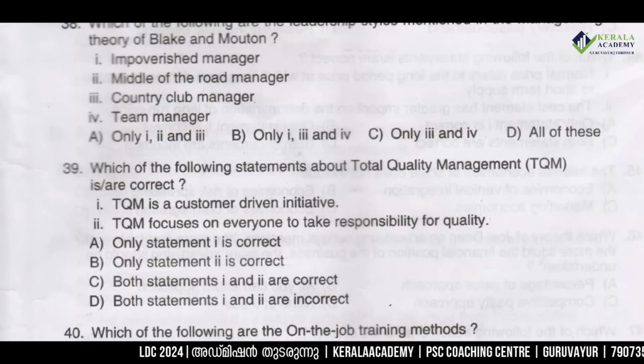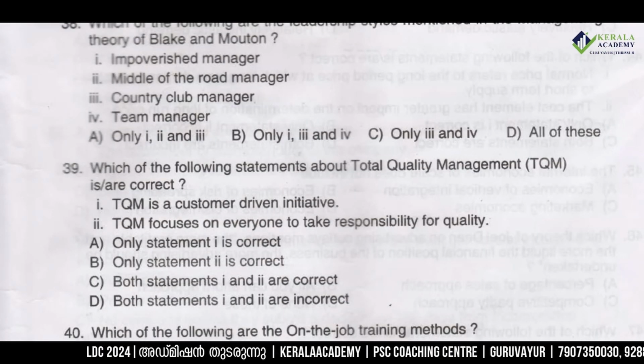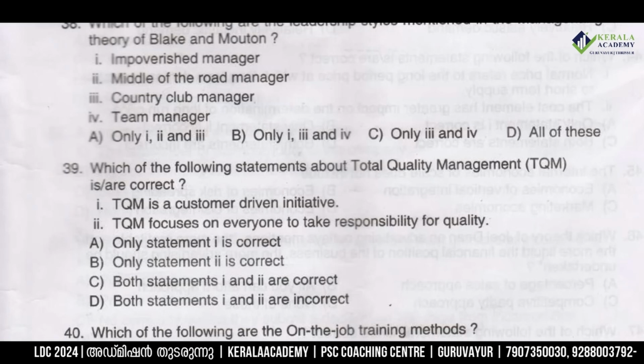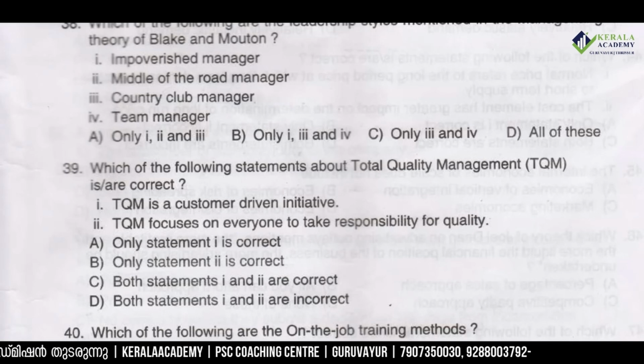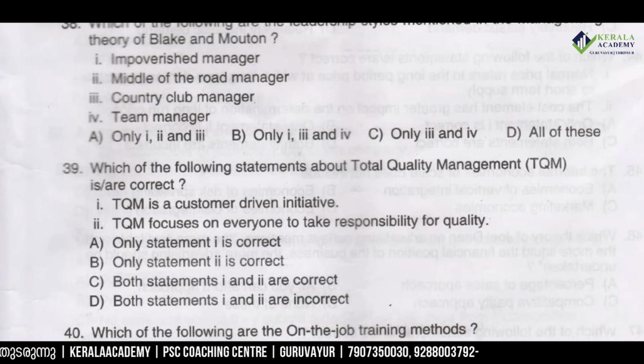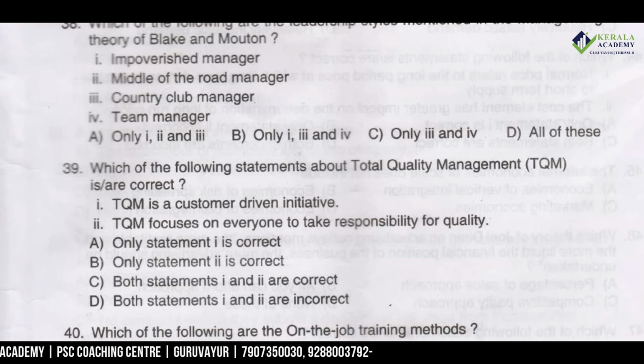Which of the following are the leadership styles mentioned in the managerial grid theory of Blake and Mouton? 1. Impoverished manager, 2. middle of the road manager, 3. country club manager, 4. team manager.